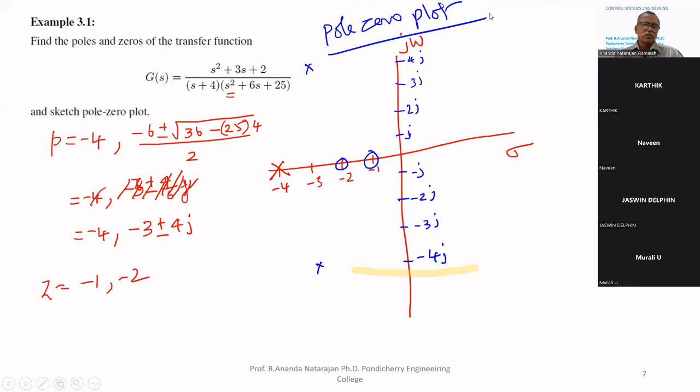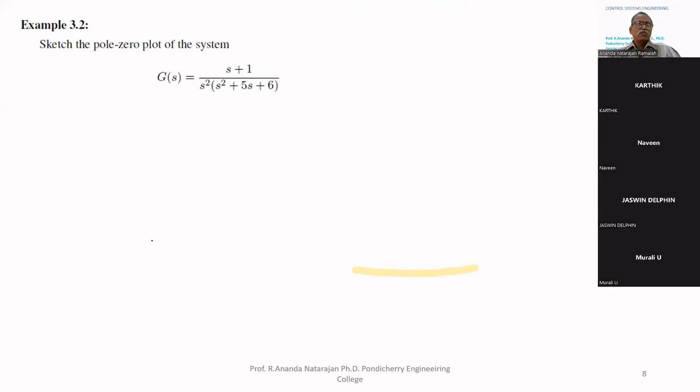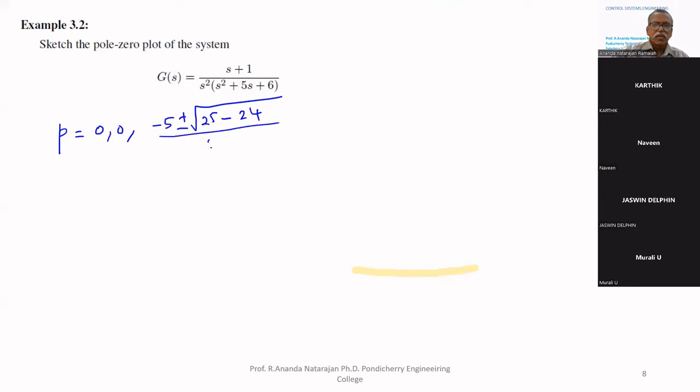Find the poles and zeros of the transformation. Sketch the pole zero plot of the system. Another system. Here, the poles are 0, 0, minus b plus or minus square root of b square minus 4ac, divided by 2a.